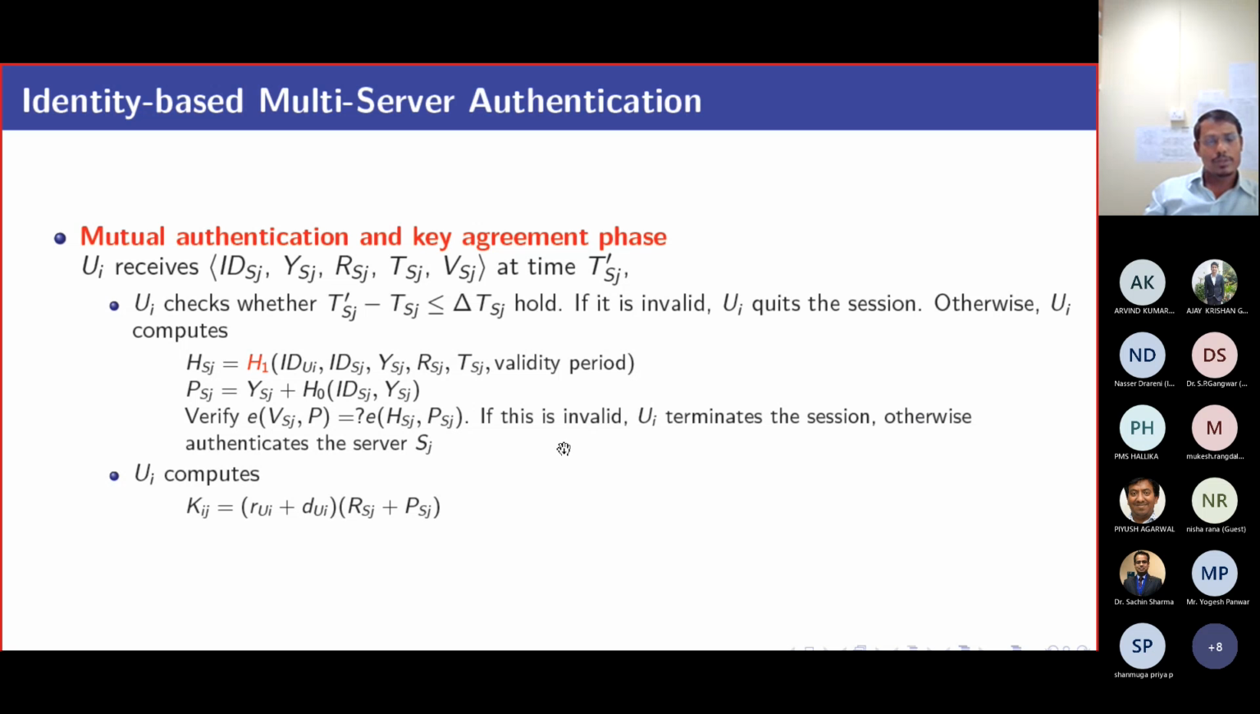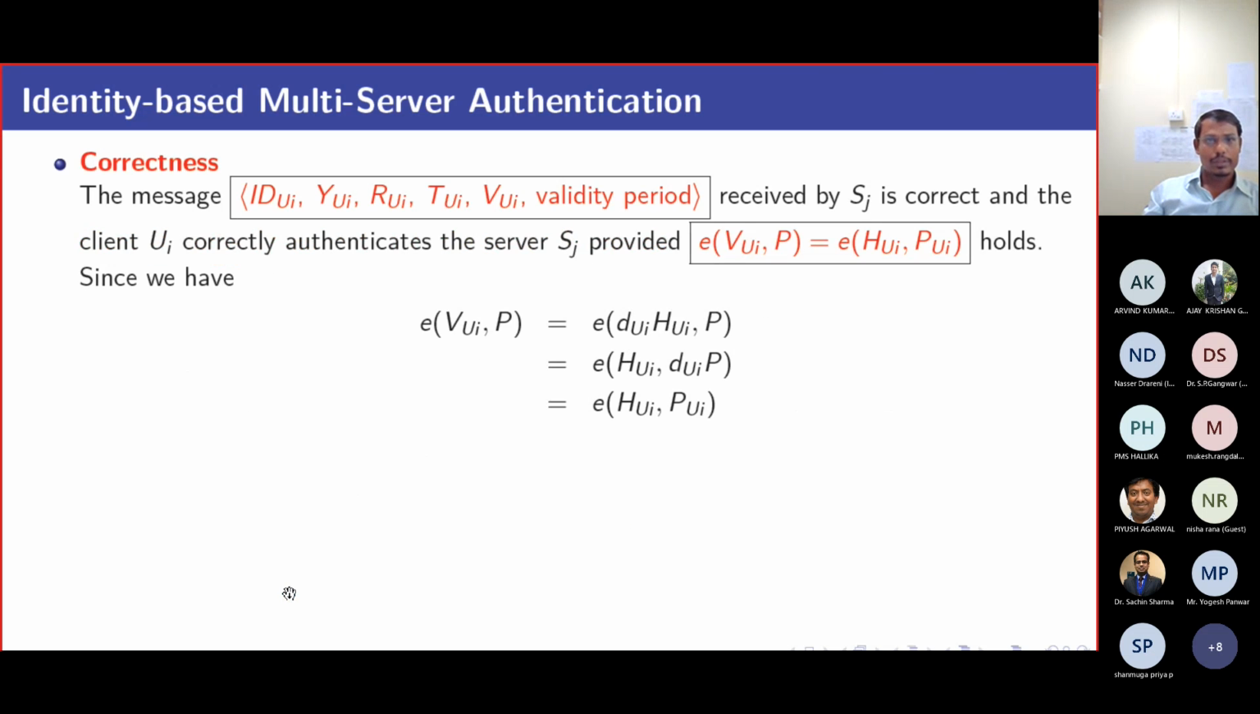So now the mutual authentication and the session key are completed. The beauty of this technique is that the session key computed between user and server is the same, common. That is why both of them can use this session key to encrypt any confidential message and exchange it. Well, this is the simple correctness. This is the verification equation. We use the bilinear pairing property.